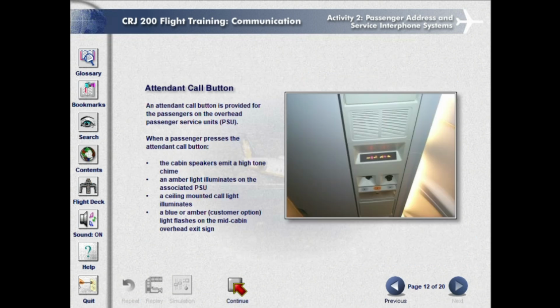Attendant call button. An attendant call button is provided for the passengers on the overhead passenger service units, or PSU. When a passenger presses the attendant call button, the cabin speakers emit a high-tone chime. An amber light illuminates on the associated PSU.